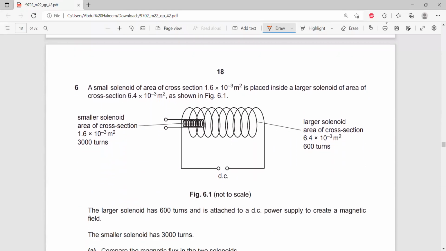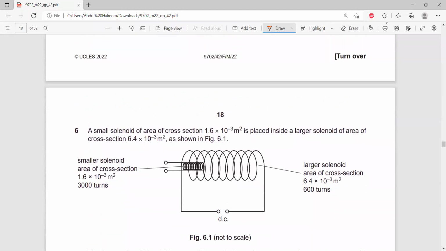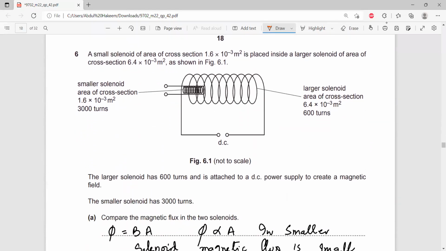I'll move to the next question. Same paper, February-March 2022, paper 4.2, question number 6. A small solenoid of cross-sectional area 1.6 × 10^-3 is placed inside a large solenoid of cross-sectional area 6.4 × 10^-3. So it is 4 times the area.